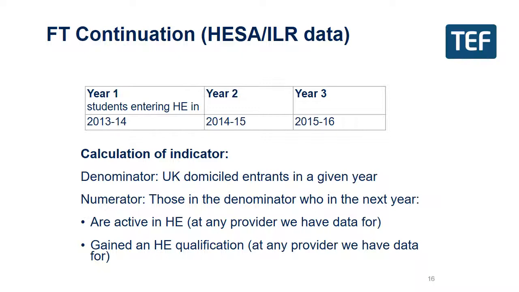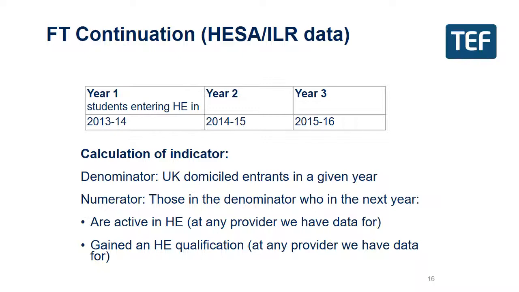The denominator, or the total number of students who factor into the calculation of the metric, is all UK domiciled entrants in those years. The numerator, or the students who count as a positive response for the metric, are any of those students who in the next year are either active in higher education or have gained a higher education qualification at any provider we have data for. So they don't have to be studying at the same provider or in the same course to be counted positively, they just have to be studying in higher education somewhere.